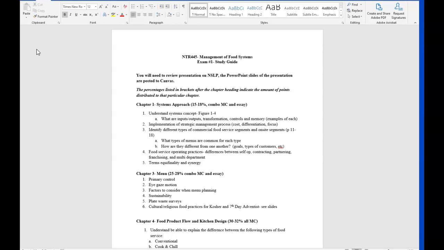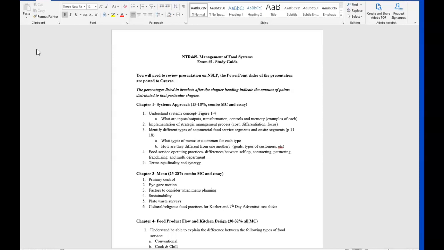There'll be about 15 to 18% of the questions that will come from this chapter, in a combination of multiple choice, that's what MC stands for, and an essay question. These are the different things you'll need to know from Chapter 1. You need to review Figure 1.4, that systems concept, and be able to identify and recognize inputs, outputs, what transformation is, and examples of control and memory.